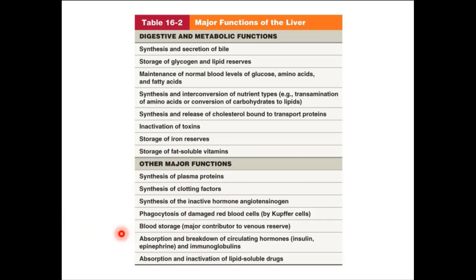Absorption and breakdown of circulating hormones like insulin and epinephrine. If you are in fight or flight this morning, but you're no longer running away from a bear, do you want to still have epinephrine coursing through your veins? No, we got to break that down eventually, and the liver is going to do that for you. And absorption and inactivation of lipid-soluble drugs. And again, we already talked about inactivation of toxins, drugs as well. So it's just a huge list.